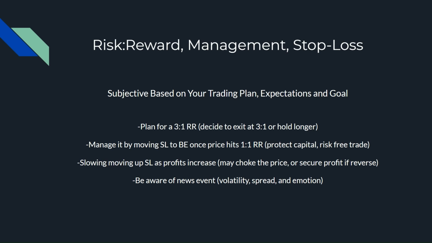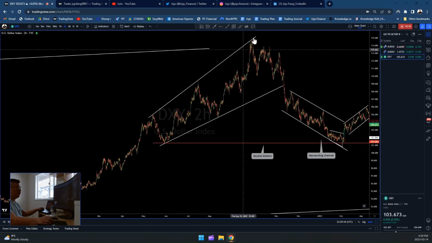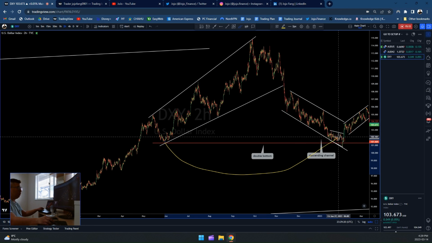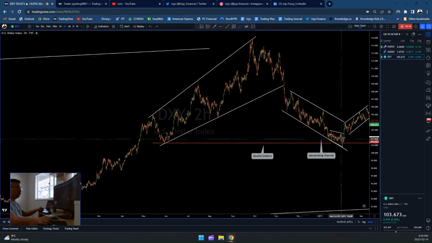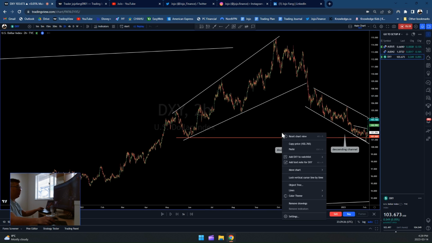So we're going to go back to our criteria again. This time is a double bottom on the mid time frame, price move down correctively within structure. So again, do we have a double bottom? Yes, we do. Double bottom here, previous swing low, and price is at this area. That's where the price is at.